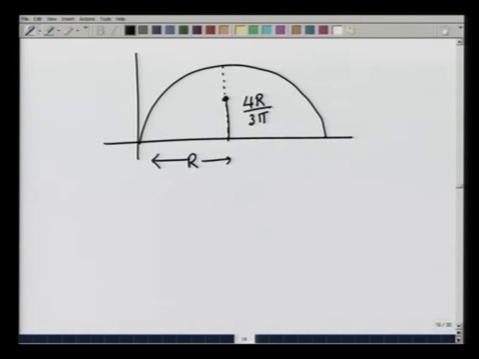3 pi is roughly 9. So, 4 r over 3 pi is slightly less than r by 2. So, it is somewhere here. This is x c, y c.